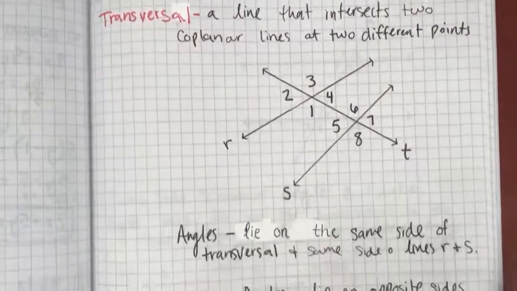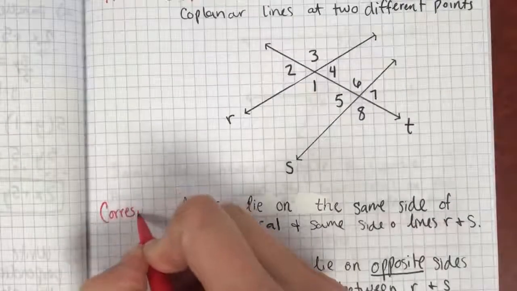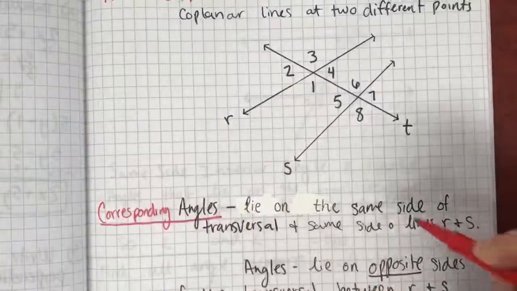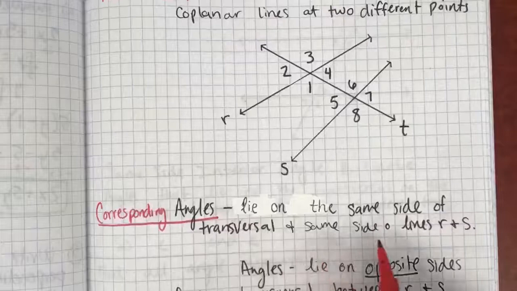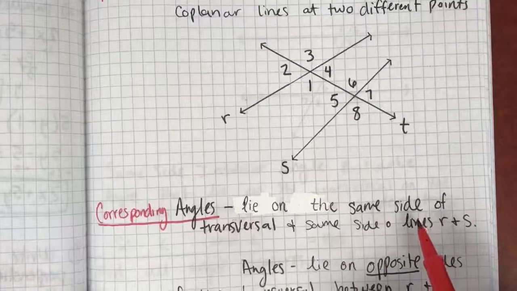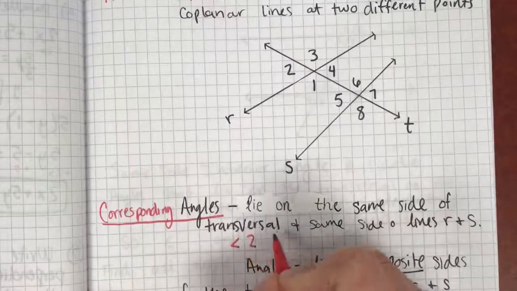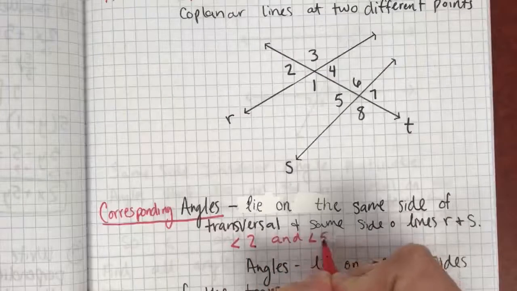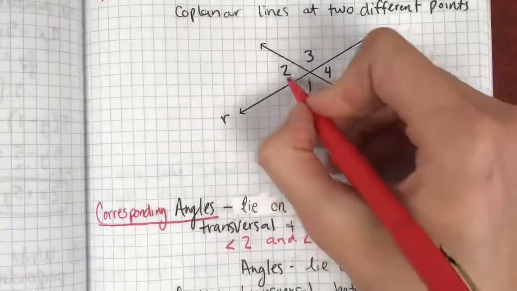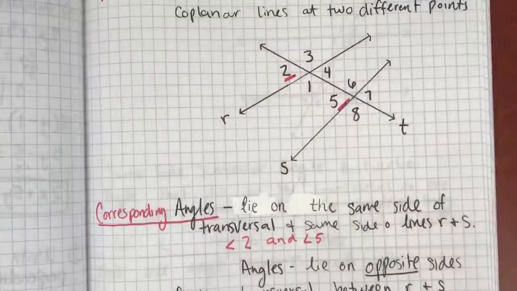Okay, the next one, corresponding angles. Corresponding angles lie on the same side of the transversal and the same side of lines R and S. So for example, angle 2 and angle 5 are corresponding angles, okay? So we'll make those in red. They're at the same spot of both of those lines.